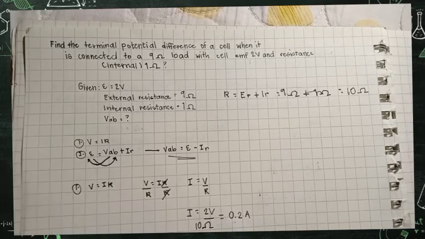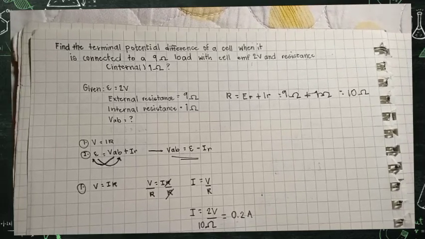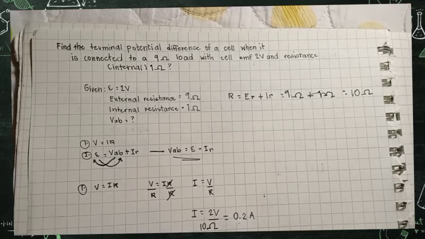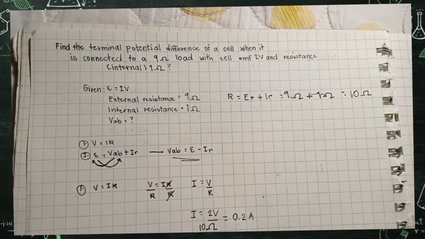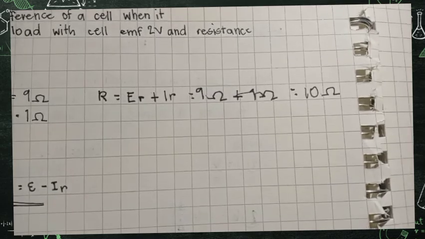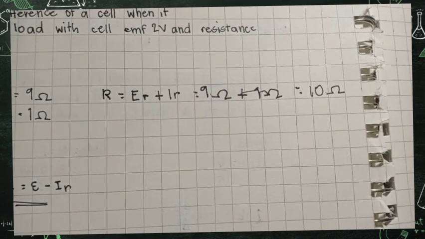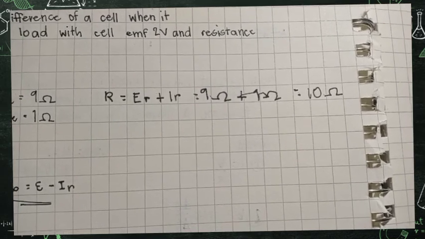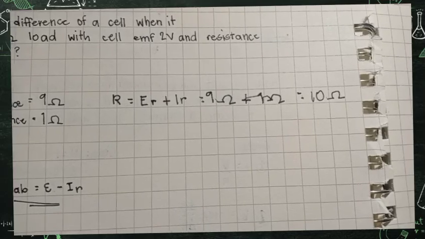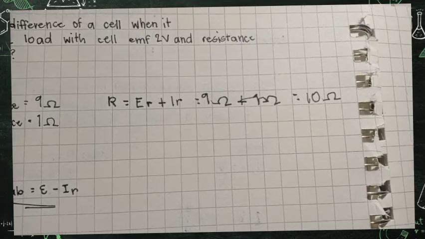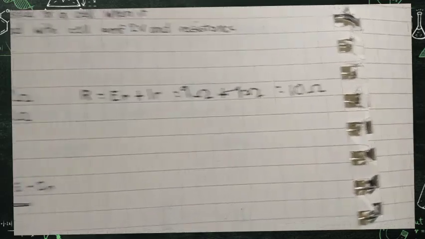So, all you have to do, since we are given two resistances, is simply add the internal resistance and the external resistance. So our external resistance is 9 ohms plus our internal resistance of 1 ohm. Therefore, we have 10 ohms.